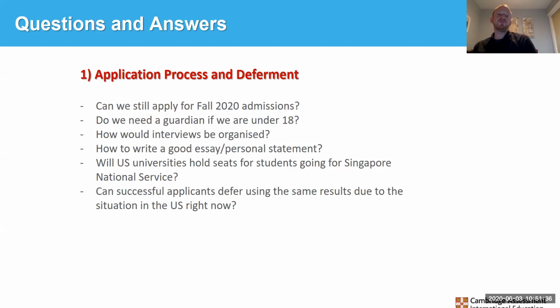Because a lot of times when students wait that year, we see a lot of students who essentially start off deferring and ultimately choose not to defer, and they no longer pursue their education because of something that's happened in the first year, in that year off.